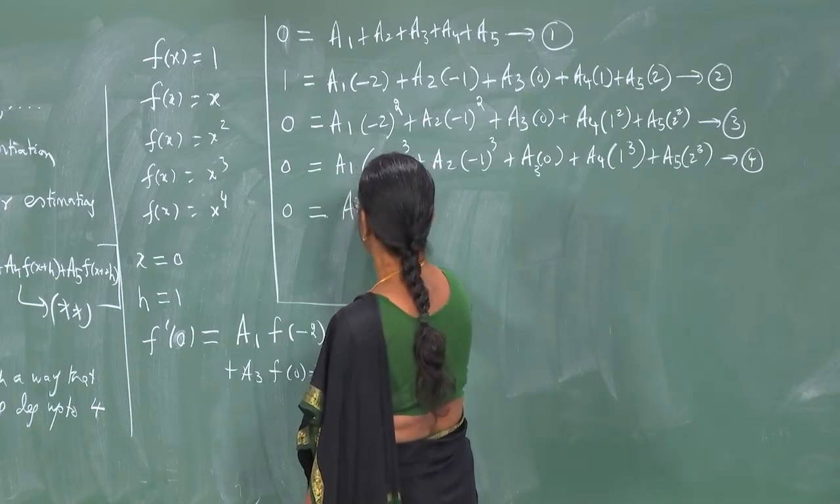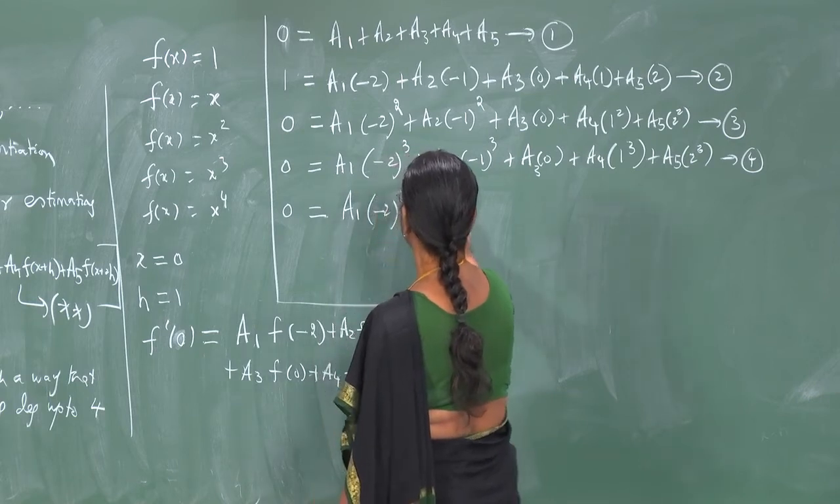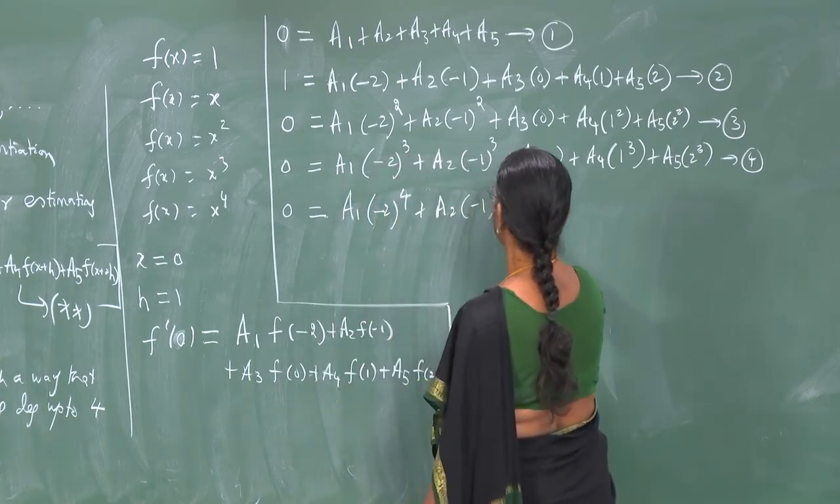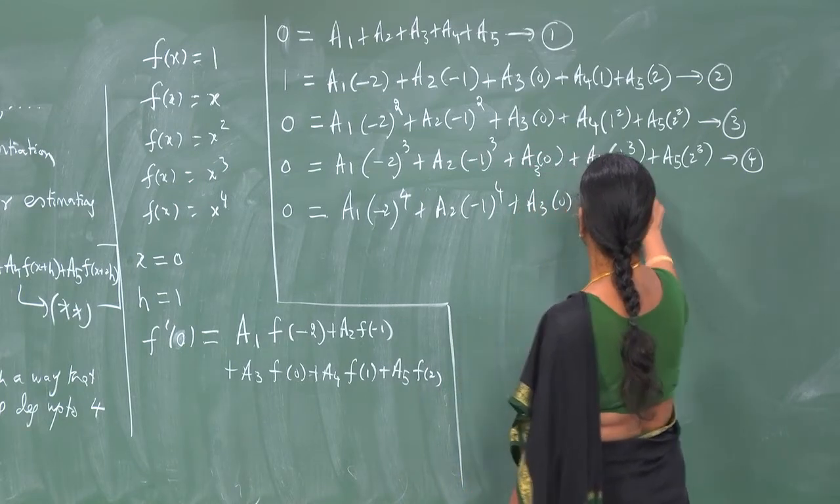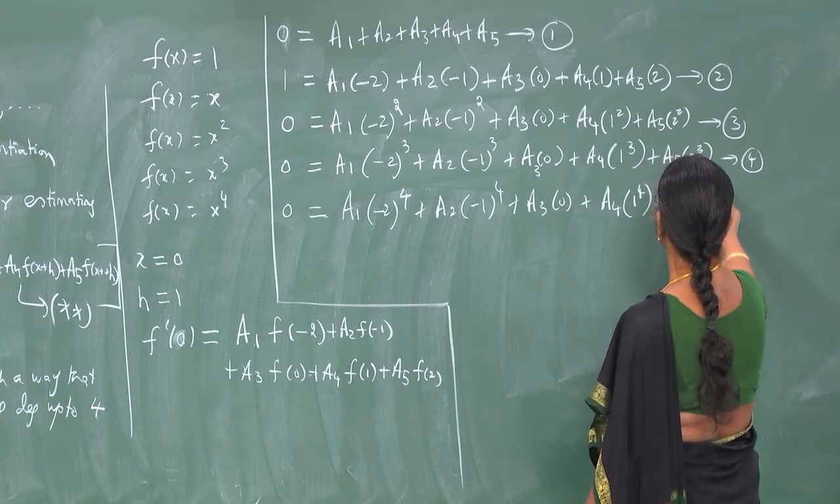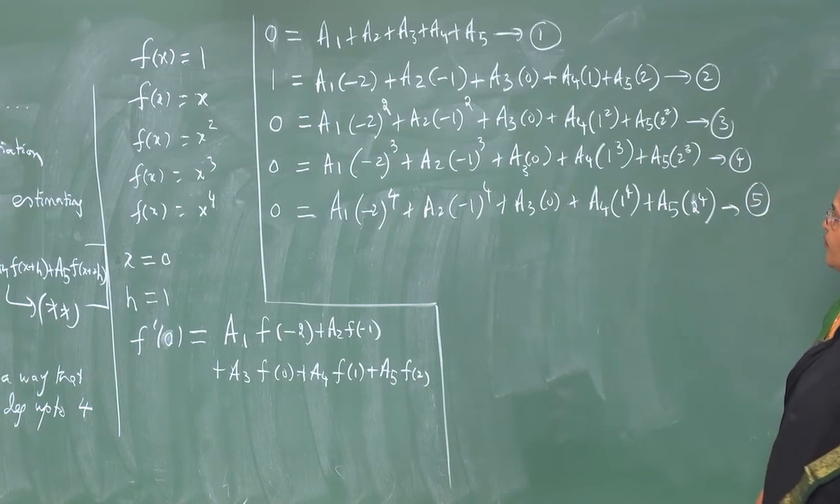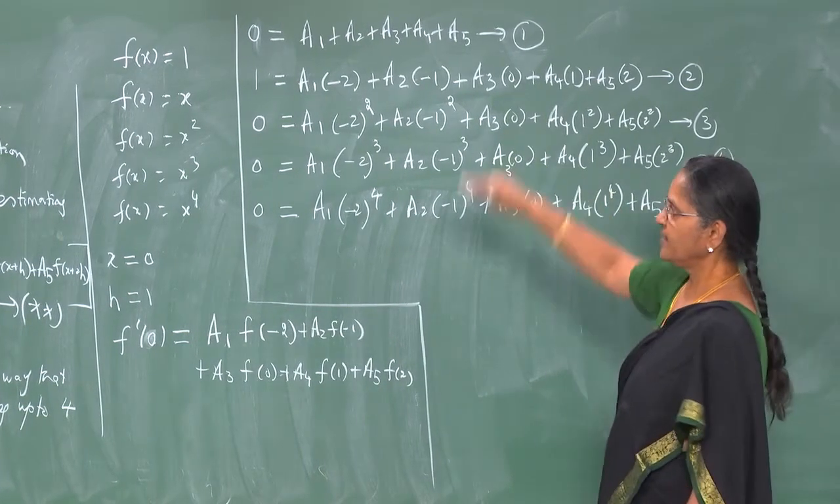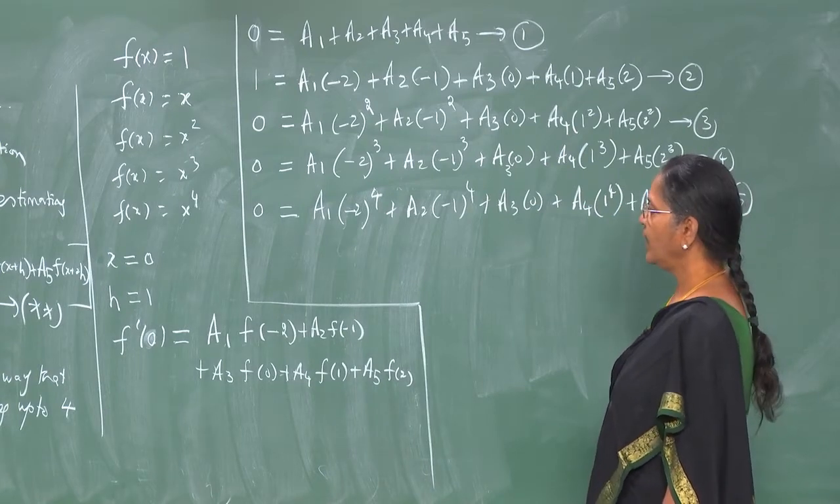So, that will give you minus 1 into a1 into (-2)^4, a2 into (-1)^4, a3 into 0, a4 into 1^4 plus a5 into 2 to the power of 4. That gives you the fifth equation. So, we have 5 equations to solve for a1, a2, a3, a4 and a5.